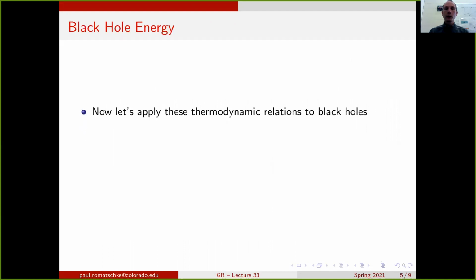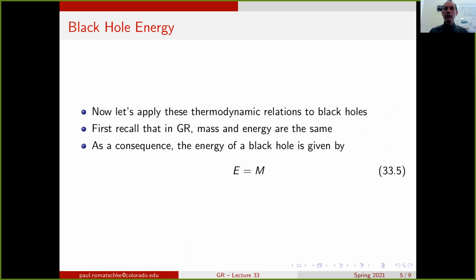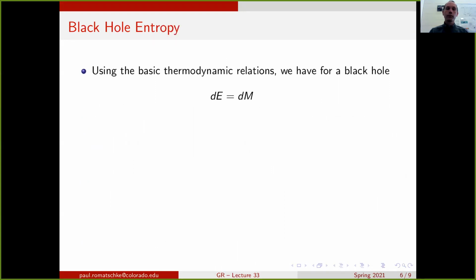Okay, so now let's try to apply thermodynamics to black holes. The first thing I want to concentrate on is the energy of a black hole. That's fairly easy because in general relativity, mass and energy are the same thing except for a factor of c squared, which is 1 in our units. So the energy of a black hole is just the mass of the black hole if the black hole is not moving, which for our Schwarzschild black hole is the case. Because the energy and the mass of the black hole are the same, we can try to derive some thermodynamic relations that go beyond the energy of a black hole.